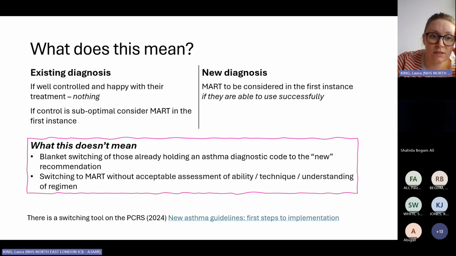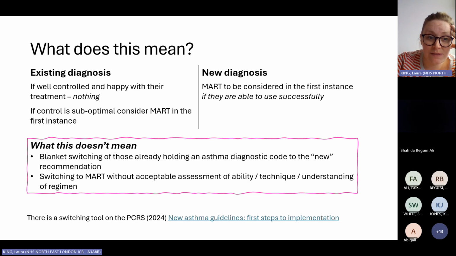But with existing diagnoses, if control is suboptimal, we would absolutely consider it in the first instance. And then when we're thinking about our new diagnosis, again, we would be considering it straight away if they're able to use it. And again, we're going to talk about that in just a second, because there are things we need to be checking for any young person with any new therapy.